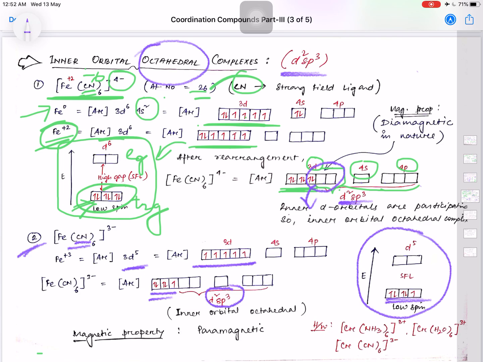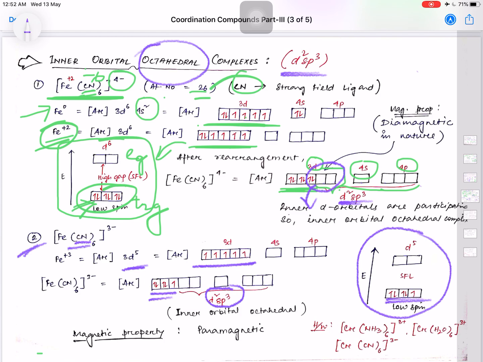In this way you can find out the hybridization of different octahedral complexes, and from the hybridization you can understand whether it will be an inner orbital octahedral complex or an outer orbital octahedral complex. We'll discuss outer orbital octahedral complexes.